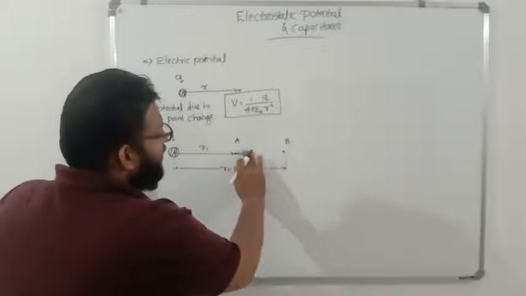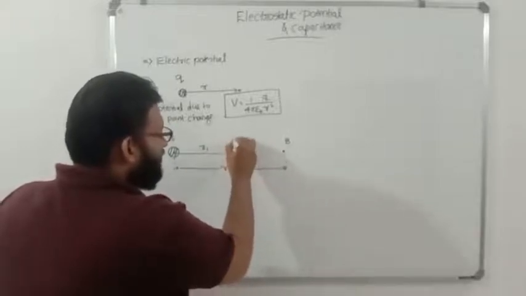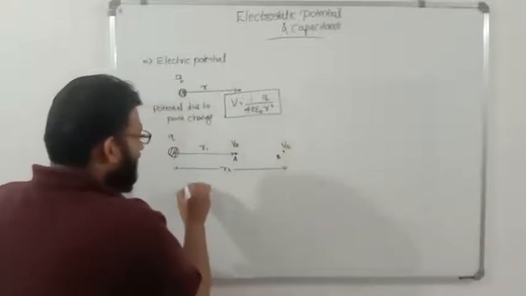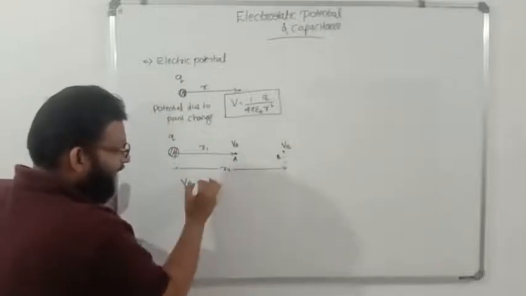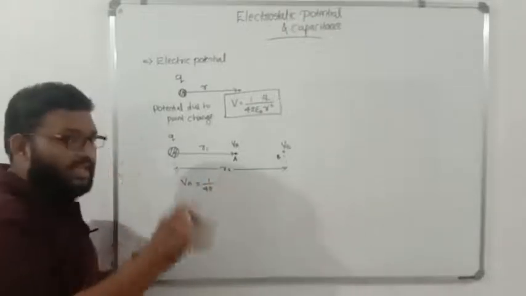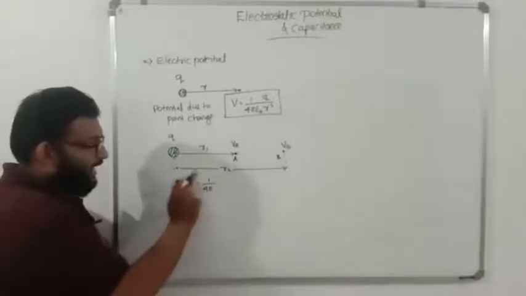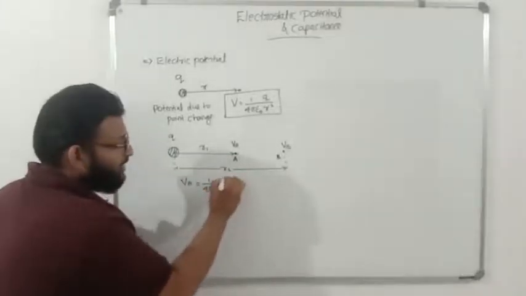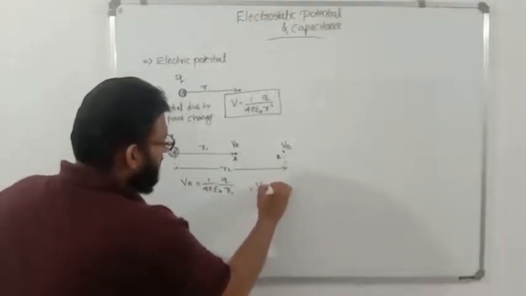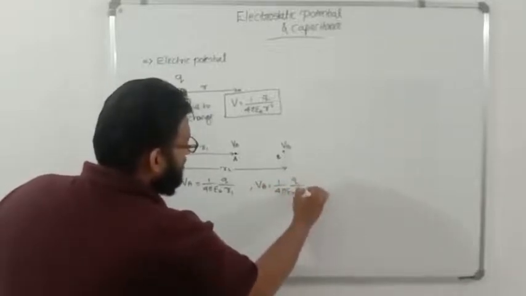Before that, let me give you an idea. This is point A. This point A is having a potential VA and this point B is having a potential VB. Then we can find the potential difference between A and B. What is potential VA? Let's say this charge is placed in a free space. Then VA can be written as 1 by 4 pi epsilon 0 q by r1. At the same time, VB is given as 1 by 4 pi epsilon 0 q by r2.